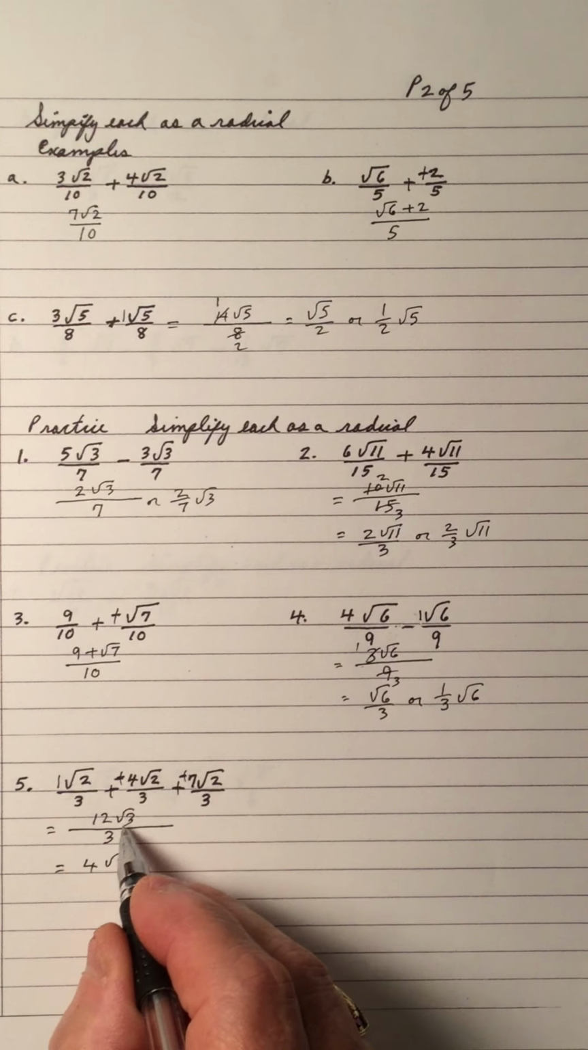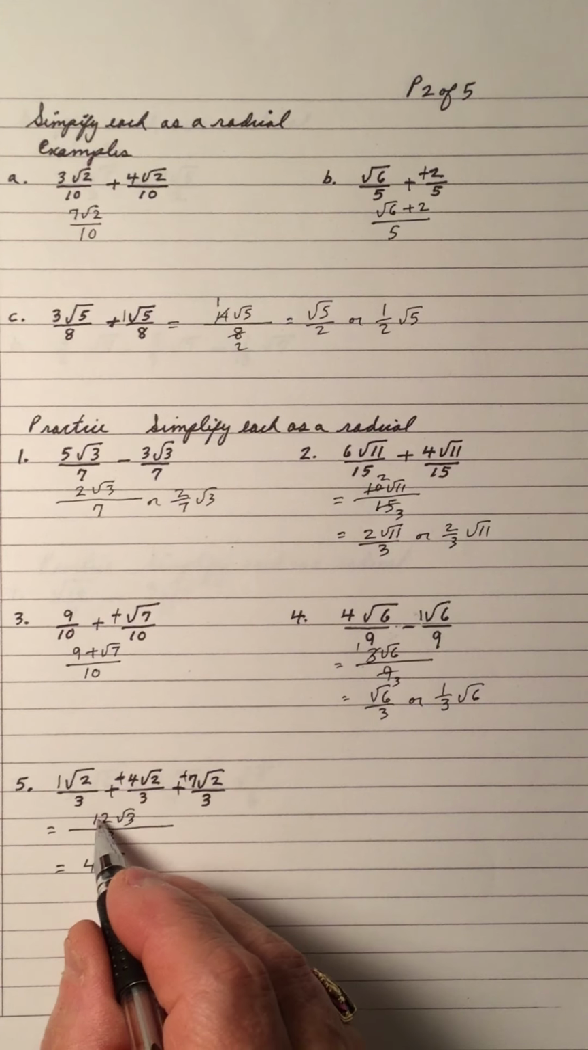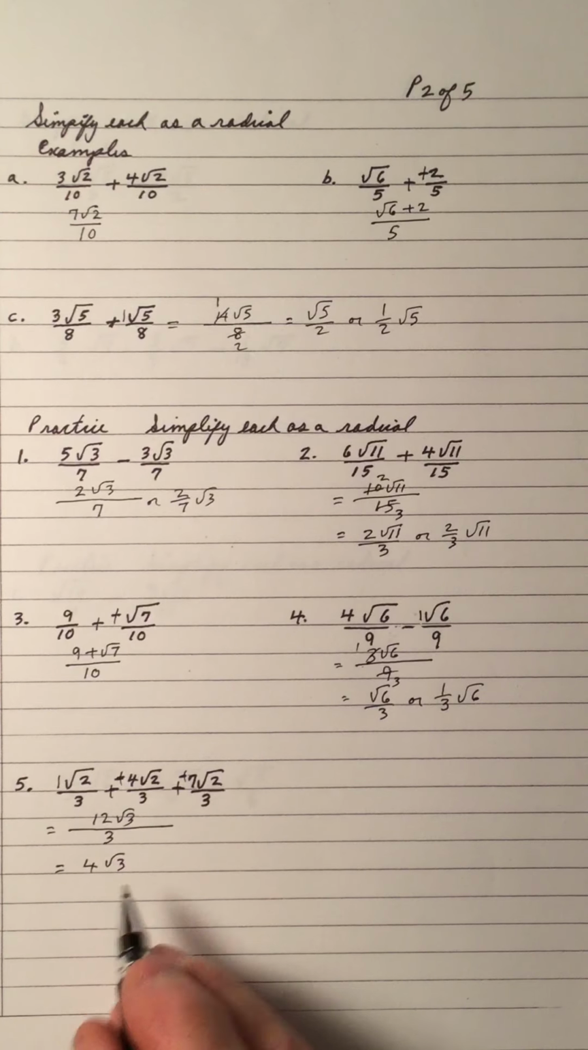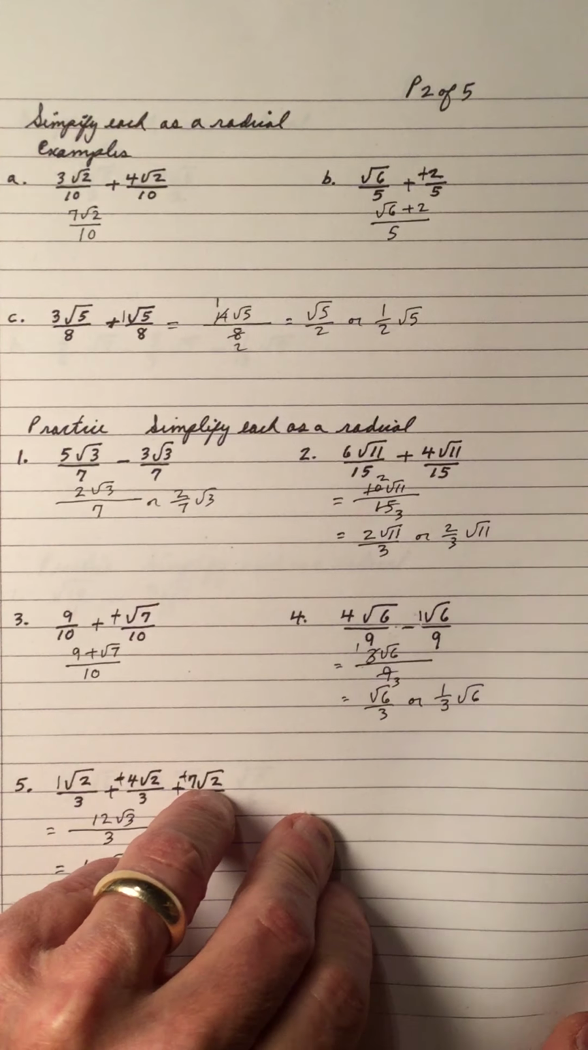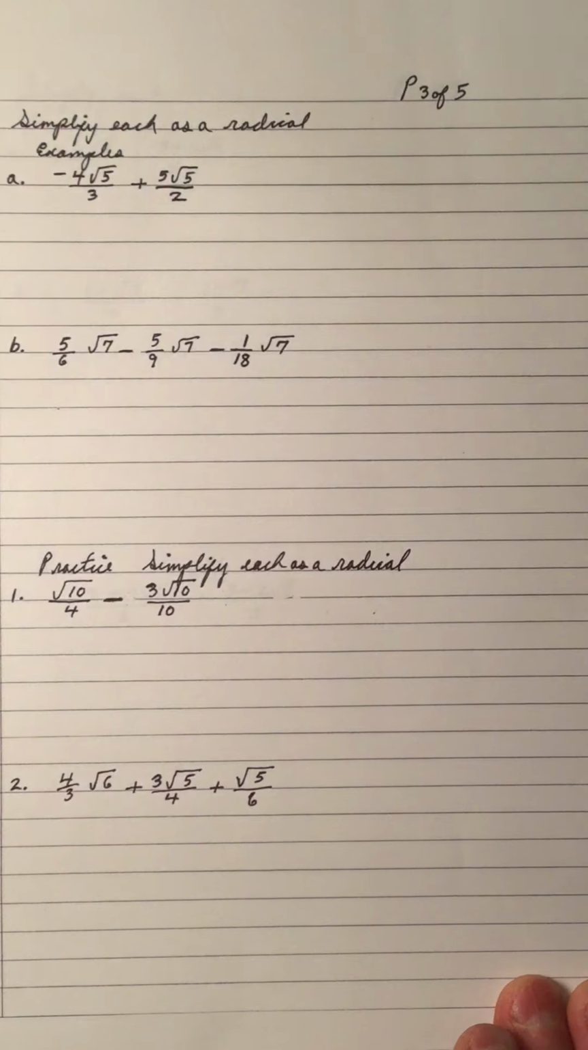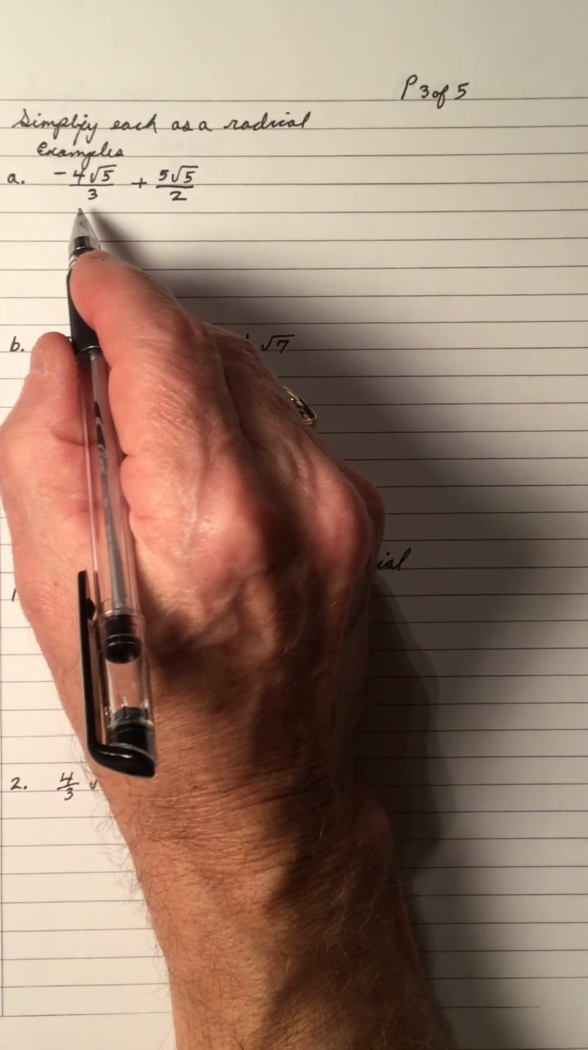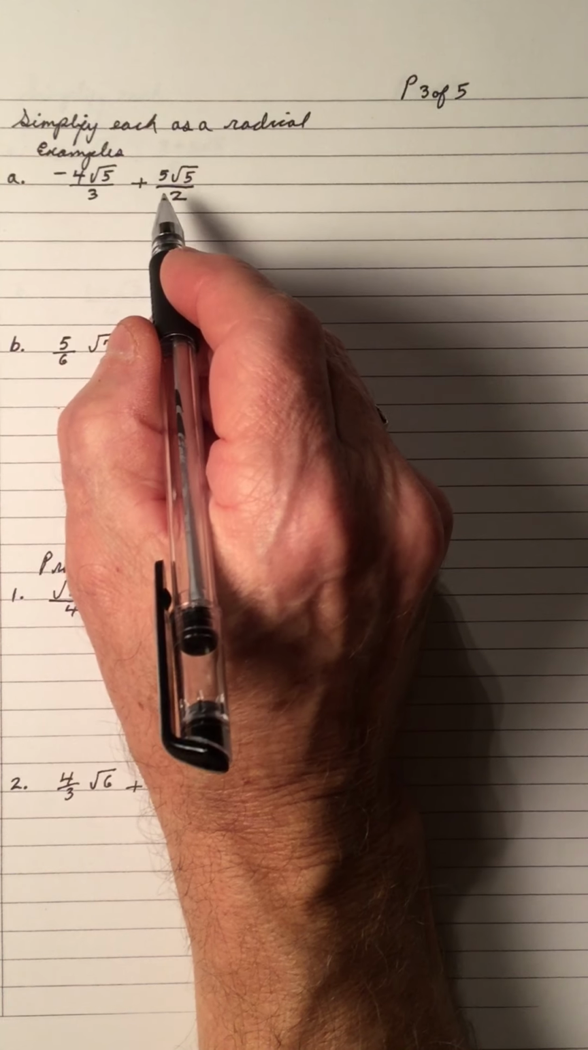Notice I cannot cancel the root 3 and the 3. I can only cancel the 3 into the 12. Okay, notice they all have the same denominators. And now let's practice where the denominators are not the same.